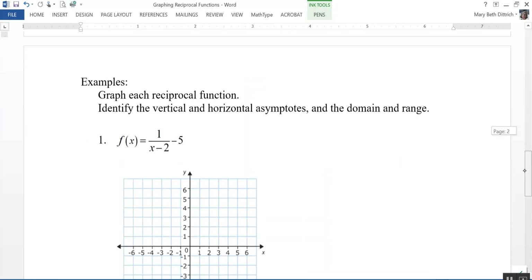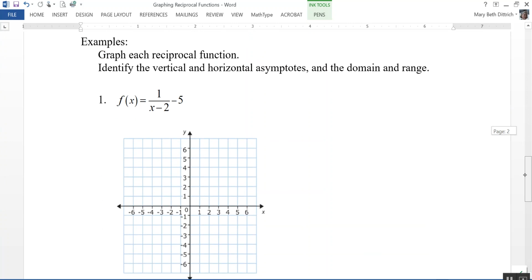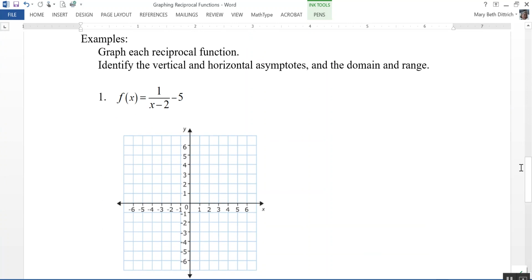So let's take a look at a couple examples here. We need to graph each reciprocal function, identify the vertical and horizontal asymptotes, and the domain and range. So for number 1, we have f of x equals 1 over the quantity x minus 2, minus 5. I actually like to start by identifying and graphing the horizontal and vertical asymptotes. I'll notice from the graph here that h is equal to 2 because h is the number that's being subtracted from x, and k is equal to negative 5. That's the number that's being added onto the end of the fraction.